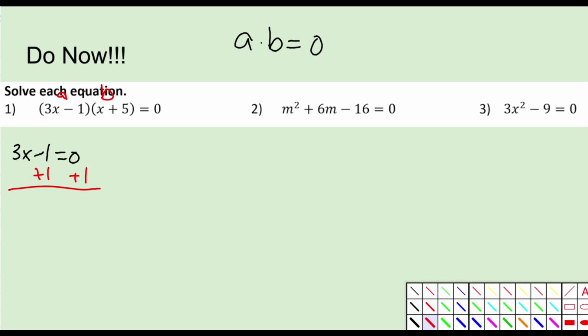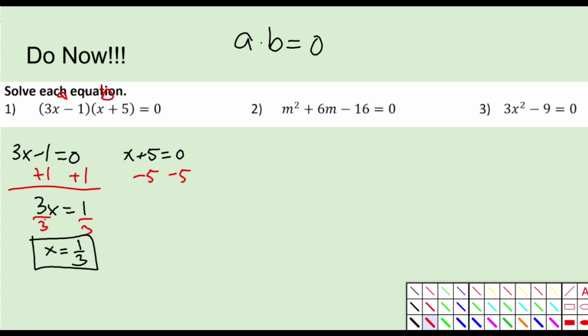Plus one, not too bad there. We get 3x equals one, divide both sides by three, and x is equal to 1/3. Done. For the other equation, let's set b equal to 0. So now let's set the other term equal to 0. That binomial, x plus 5, set it equal to 0, and solve that one to find my other solution. I'll subtract 5 from both sides, and x is equal to negative 5.